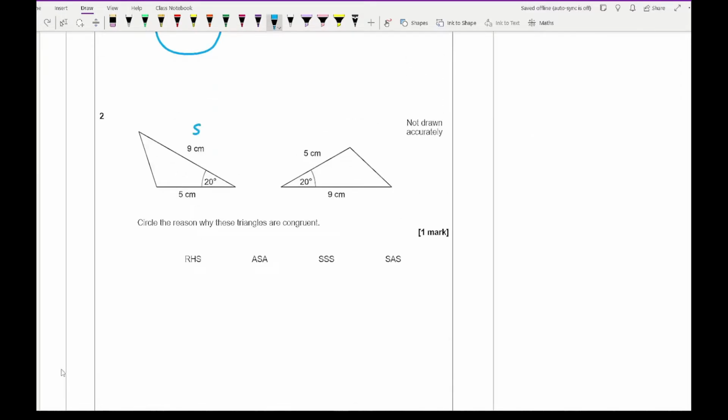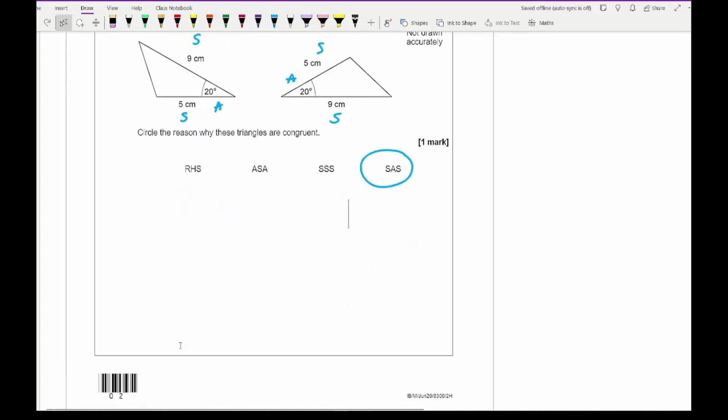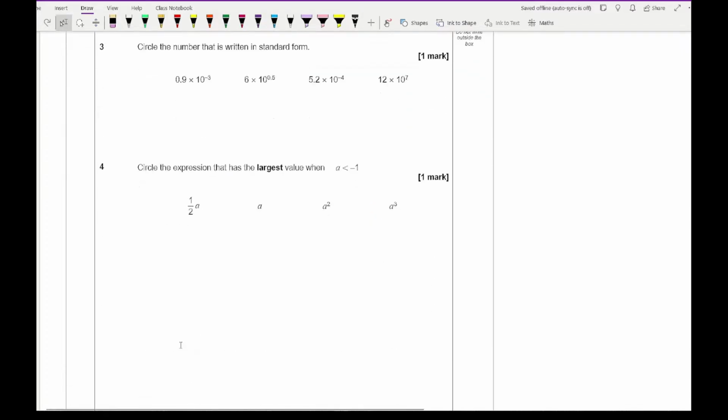With question 2, it says circle the reason why these triangles are congruent. So this is a side, this is a side, and this is an angle. This is a side, this is a side, and that's an angle. So it's going to be an SAS definition or proof.